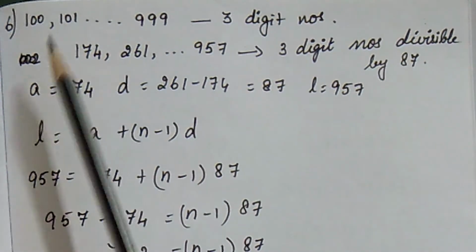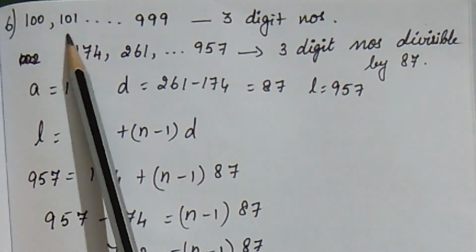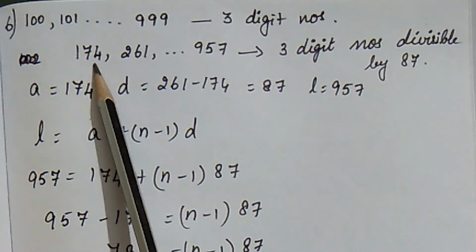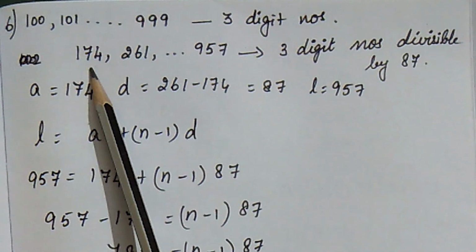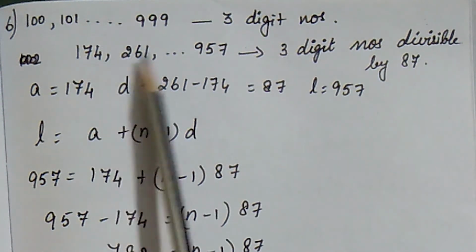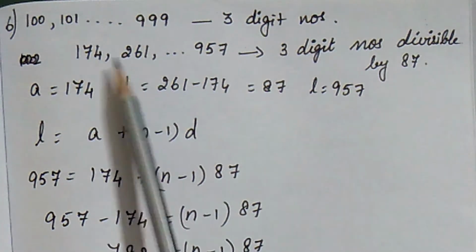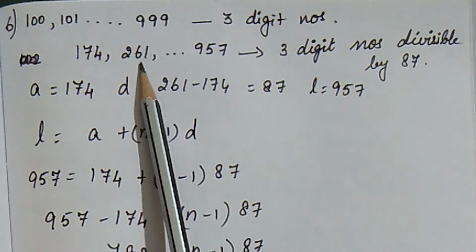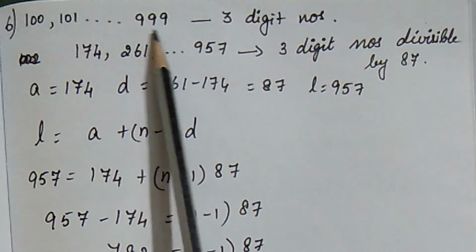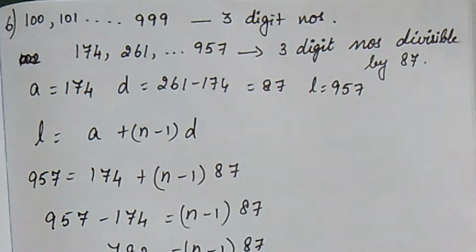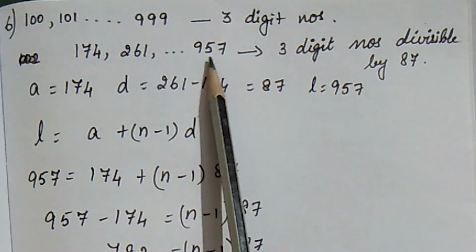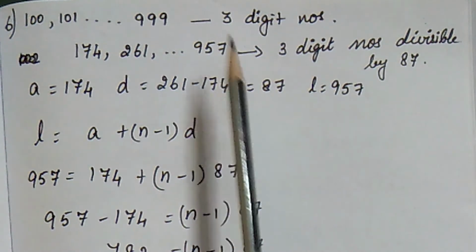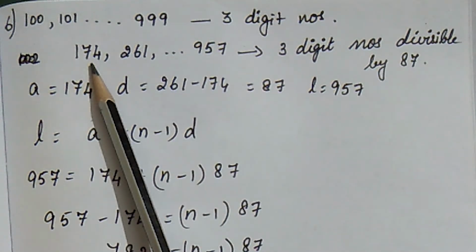So check the number. 100 divisible by 87? No. 101? No. But 174? Yes. After getting the first term, second term you can find out by adding 87 in this. So 261. Same way, 999 divided by 87, it will not. But 957 is divisible. So last term is 957 and the first term is 174.